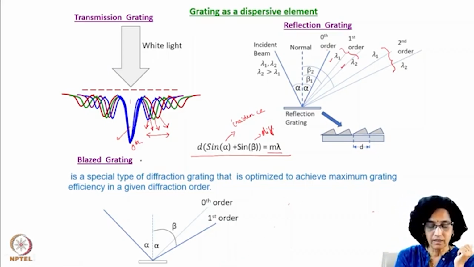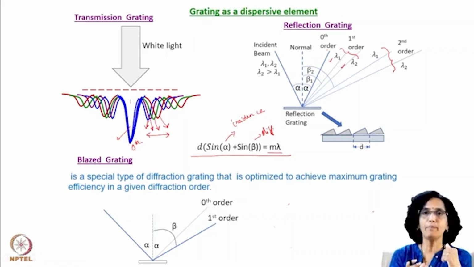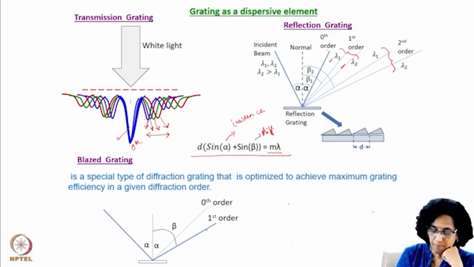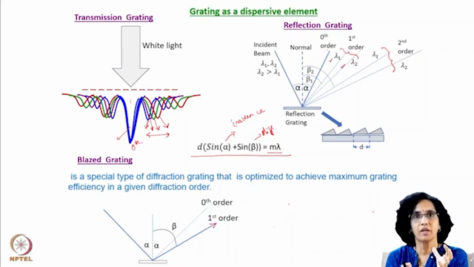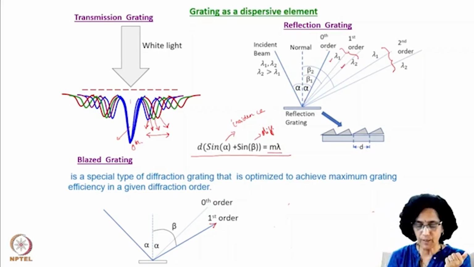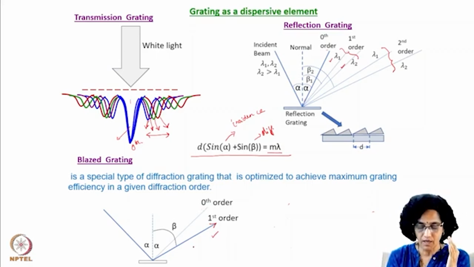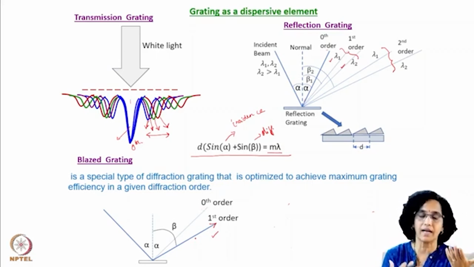Well, the remedy to that is a blazed grating. What is a blazed grating? It is a very special type of grating which is optimized so as to achieve maximum efficiency, or the highest efficiency, in the first or in one of the orders. Normally we use the first order. It can be blazed for second order, or it can be blazed for third order. Normally it is the first order when we use it in experiments, and it also sees to it that the 0th order is minimized. So this way the grating efficiency is highly improved.